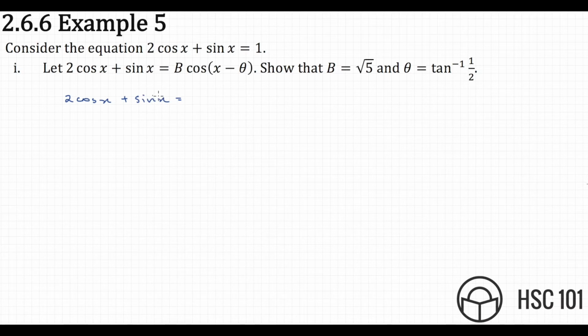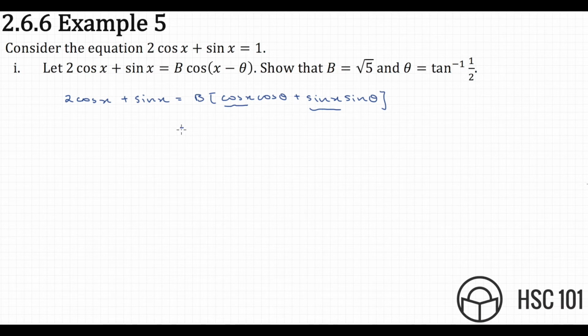if we let 2 cosine x plus sine x be equal to b times cosine of x minus theta, then expanding this expression, we're looking at b times cosine x cosine theta plus sine x sine theta. The whole idea of using this form is because we've got some lots of cosine x plus some lots of sine x, and expanding cosine of x minus theta, we're going to get cosine x plus sine x. So that's essentially the whole idea.